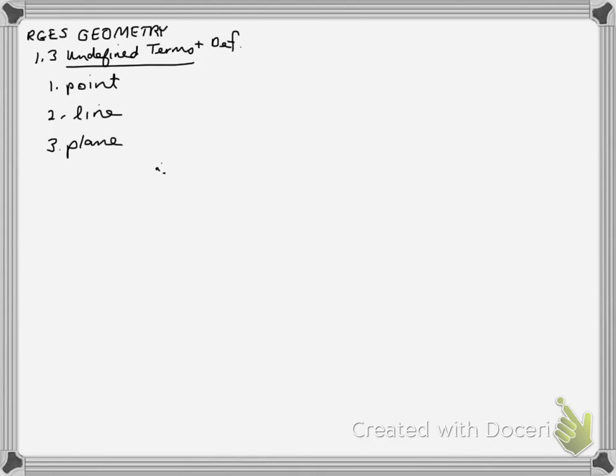Notice a point has no length or width. It has 0 dimensions. It is a concept of place or location. So we really can't represent it. It's a mental construct for us. We would represent it on paper or label it on paper with a dot and a capital letter.